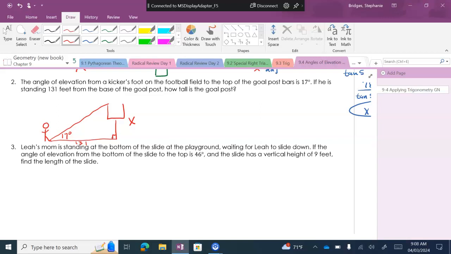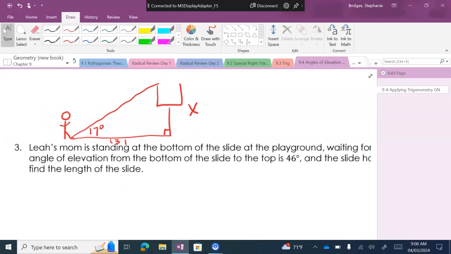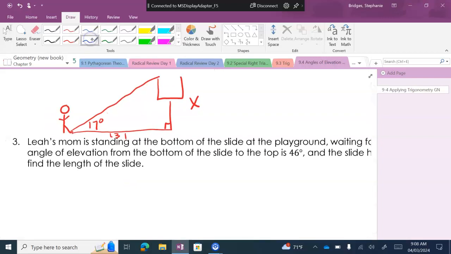In reference to your 17 degrees, what 2 sides do you have? But what are they? Are they opposite, adjacent, hypotenuse? Opposite and adjacent. Okay, x is my opposite side. 131 is my adjacent side, which means what ratio will I use if I have opposite and adjacent?